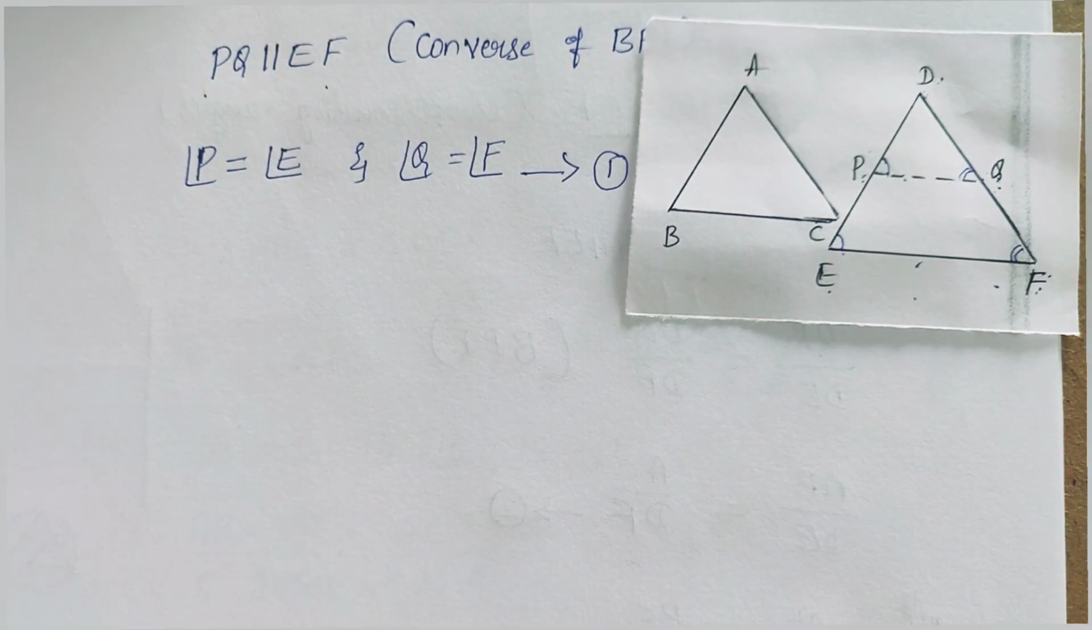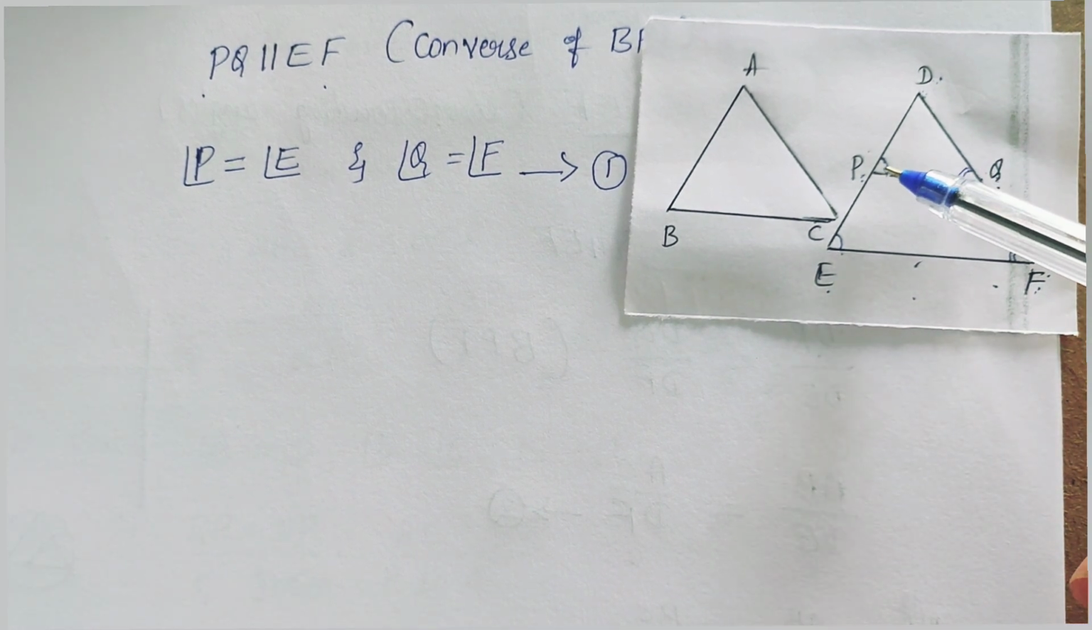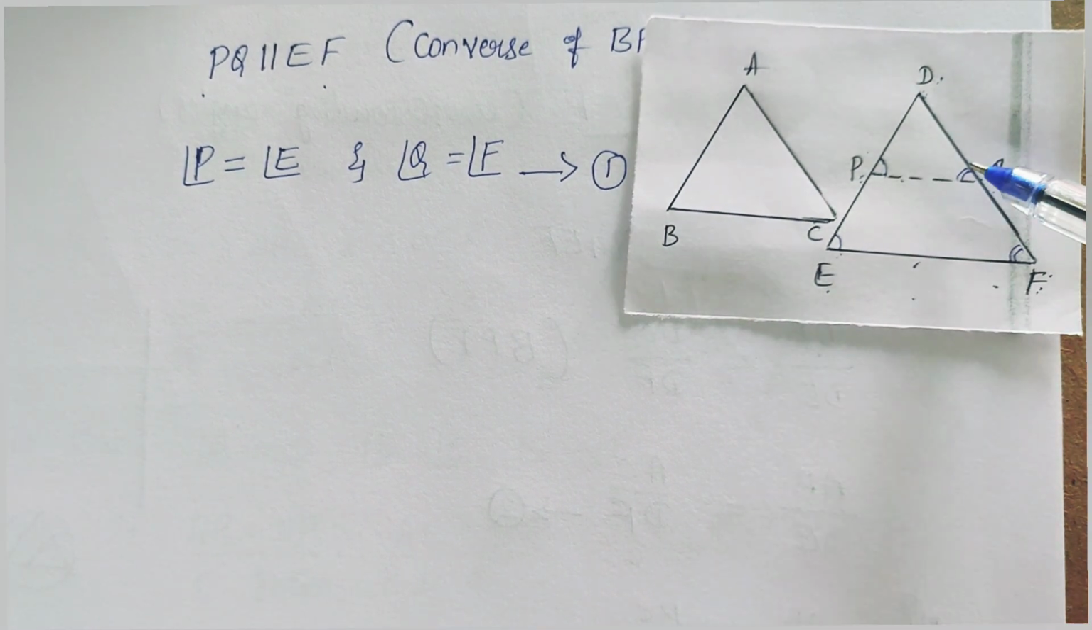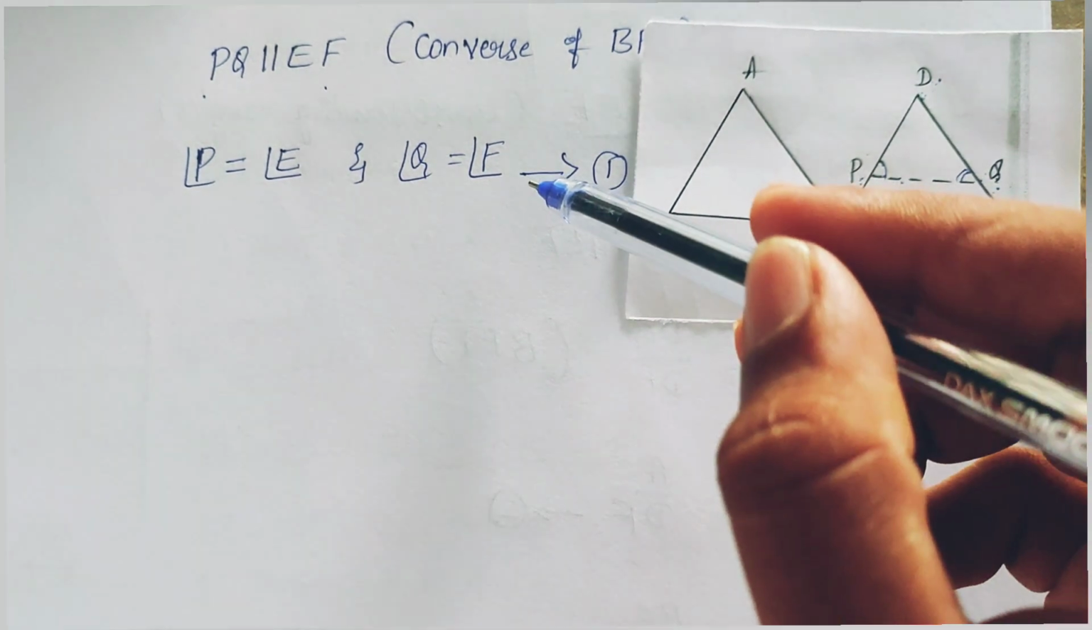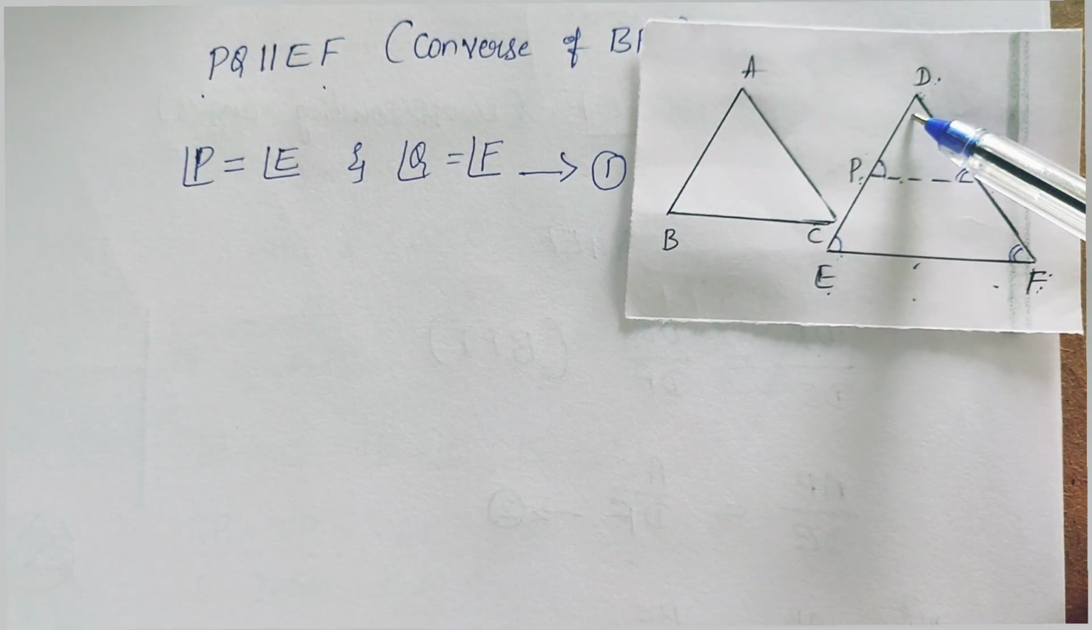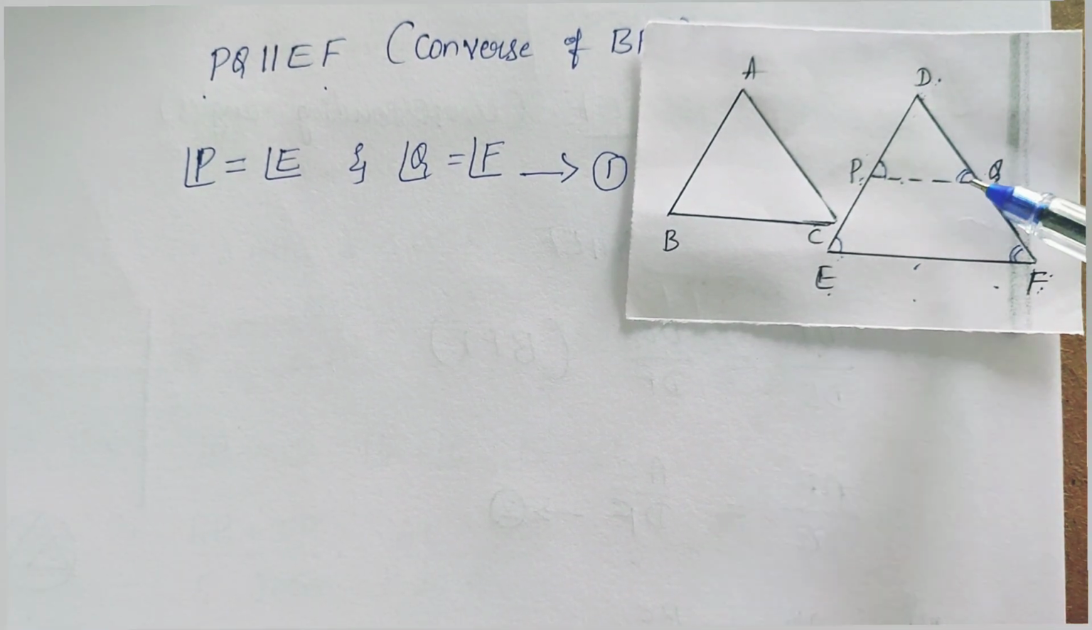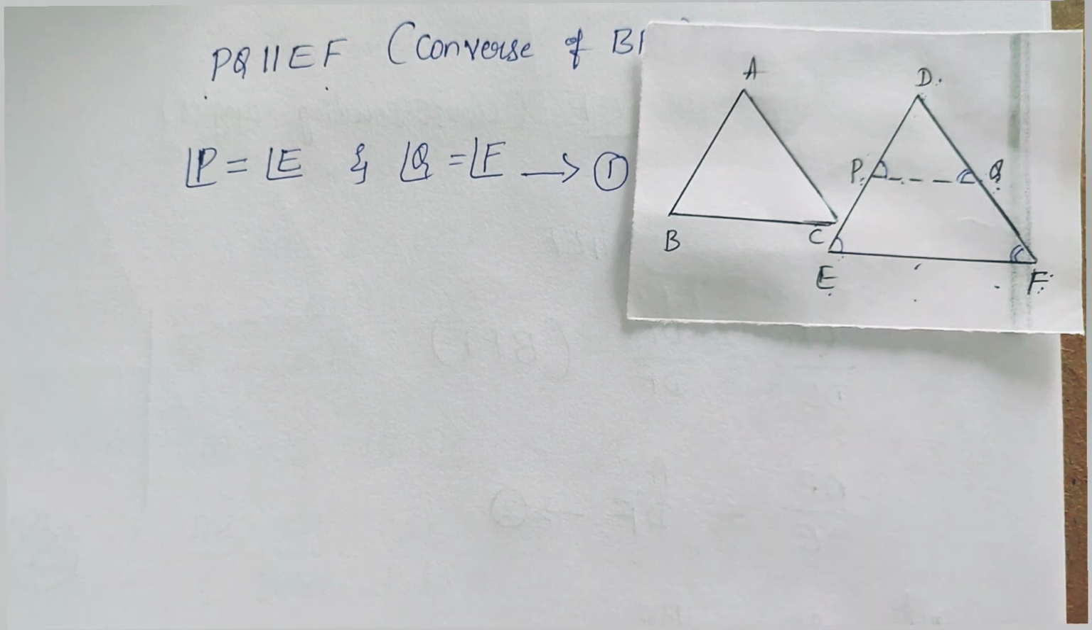The next step is, observe this figure. Angle P is equal to angle E, angle Q is equal to angle F. We proved just now. Angle D is common for both triangle DPQ and triangle DEF.